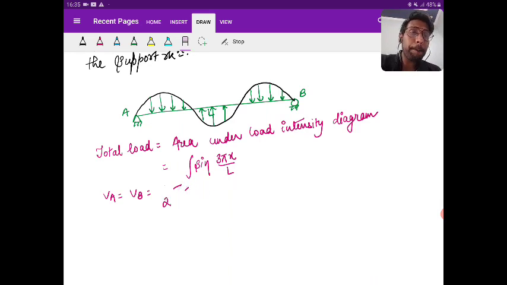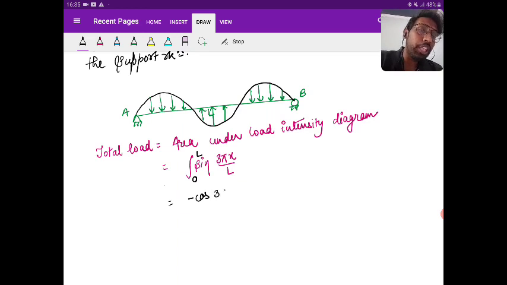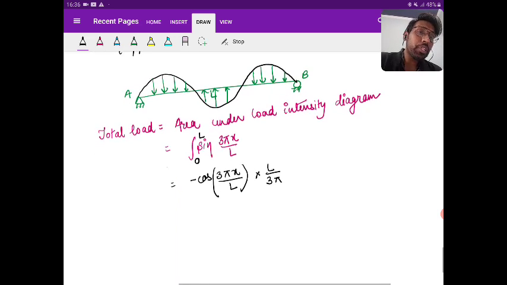So let me first integrate, then I will put the value. First let me find the total load. What is the limit? From 0 to L. What is the integral of sine? Nothing but minus cos 3 pi h by L divided by the constant, so that is L by 3 pi. Yes or no? And the limit is from 0 to L.